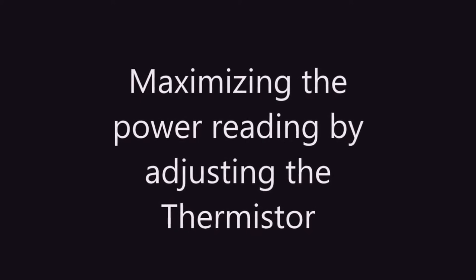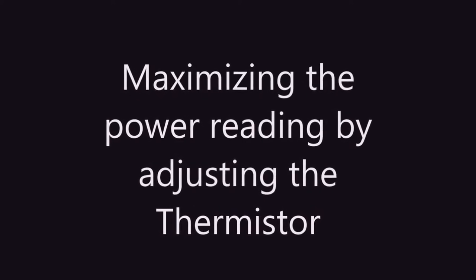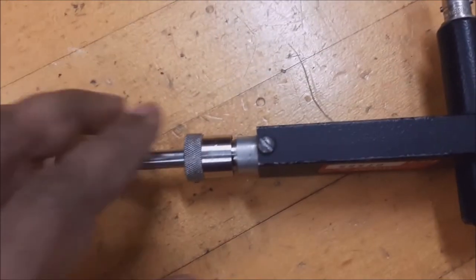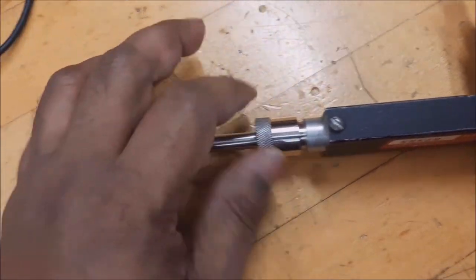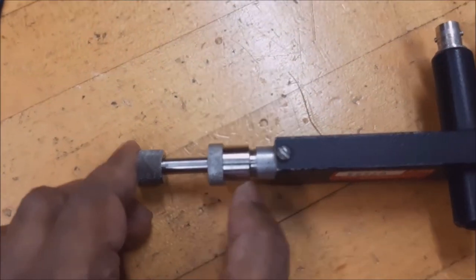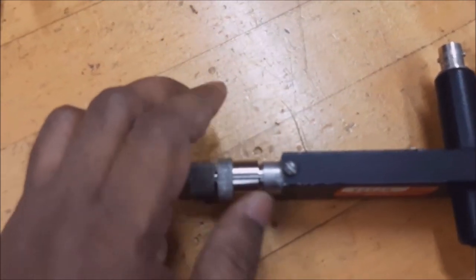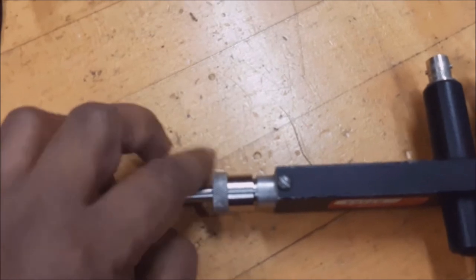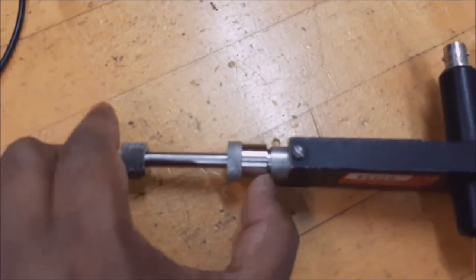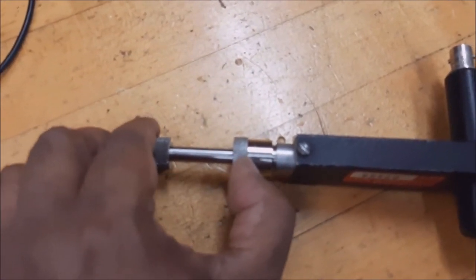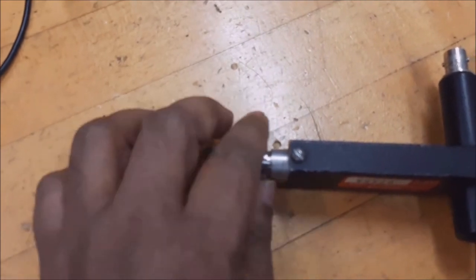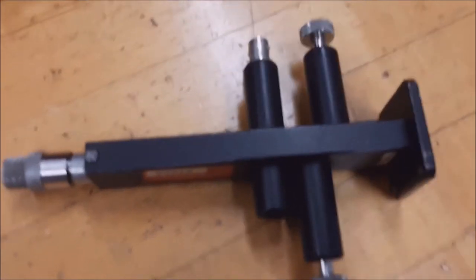Now I show you how to get maximum power reading from the thermistor. So you see we have three controls on a thermistor. One is the movable short circuit. So this is the movable short circuit. You can move it to get a maximum power reading. So you have to adjust the location to get the maximum power reading.